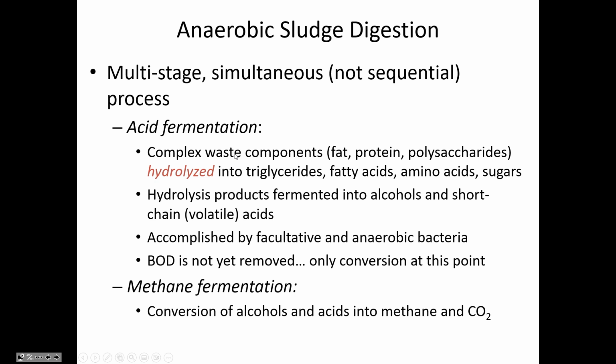If we go into the chemistry of what's happening, there are, broadly speaking, two steps. An acid fermentation step, which is relatively fast, where microorganisms are breaking down complex wastes like fats and proteins that are left in the sludge and hydrolyzing them into fatty acids, amino acids, and so on. The methane fermentation is a little bit slower, and that takes the output of the acid fermentation step and turns it into methane and carbon dioxide.